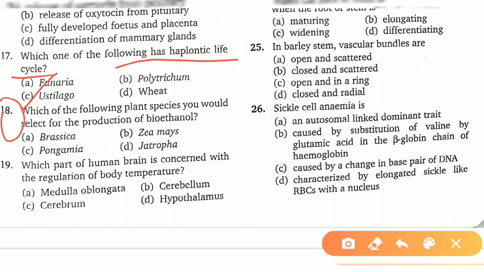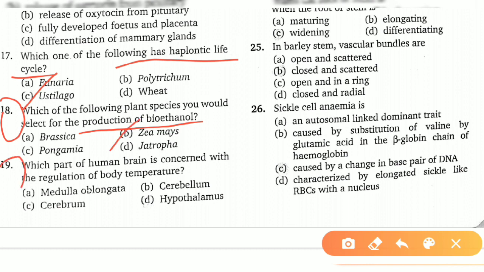Now 18th question. Which of the following plant species would you select for the production of bioethanol? Brassica, Zea mays, Pongamia or Jatropha. So the answer is Zea mays.